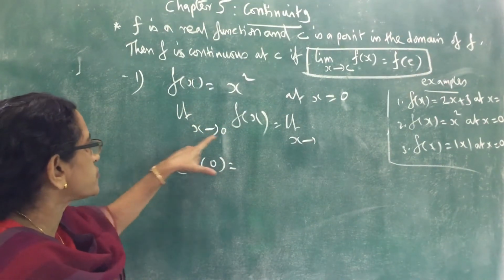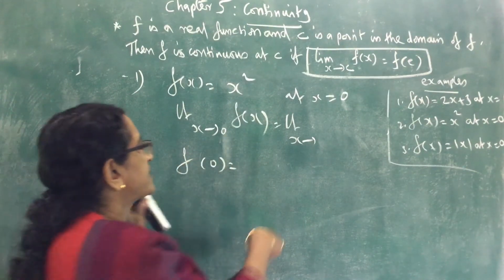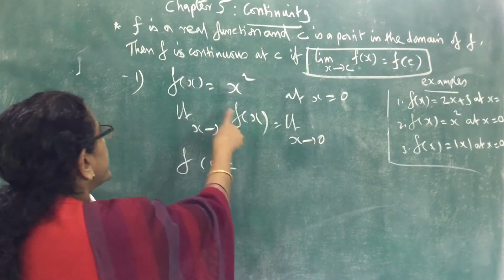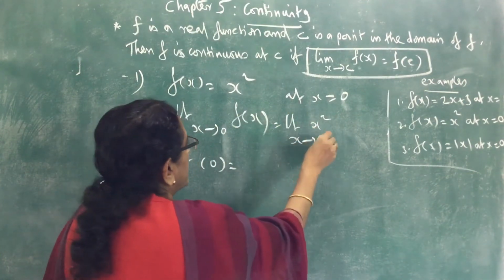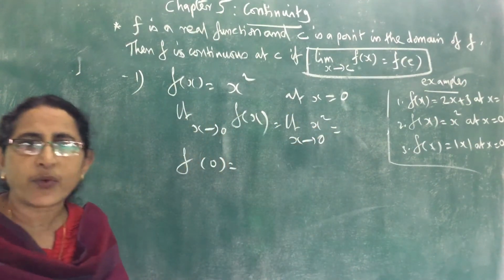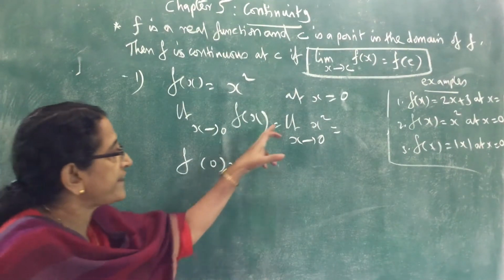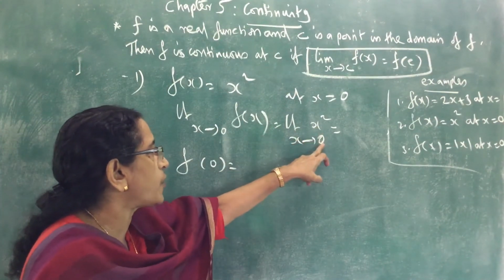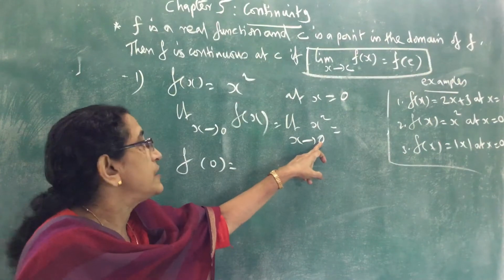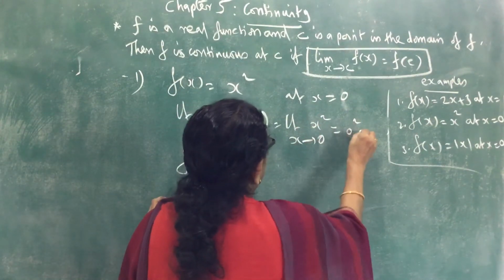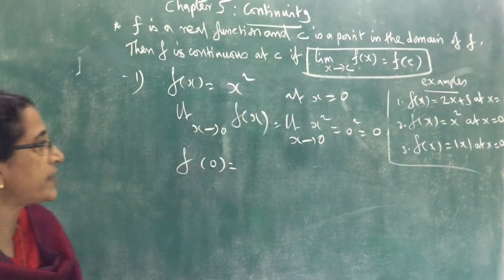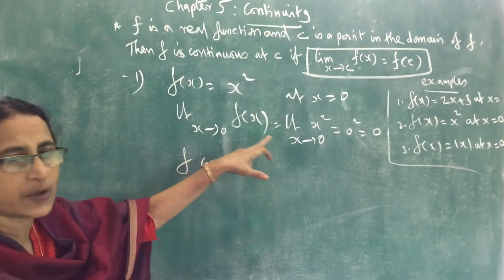So limit x tends to 0, f of x equal to limit x tends to 0. What is f of x? F of x is x square. So in the place of f of x, substitute x square. Next evaluation, how to find the limit? To find the limit, we have to put x equal to 0. In the place of x, substitute 0. So 0 square, when we substitute, what do we get? 0 square, that is equal to 0. So we got limit x tends to 0, f of x equal to 0.